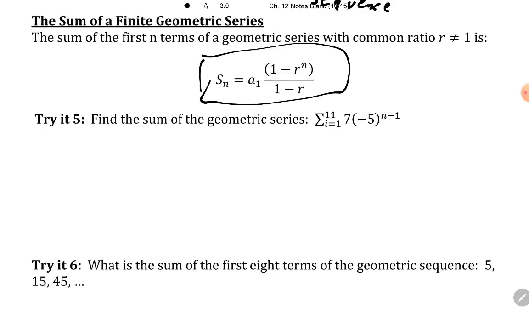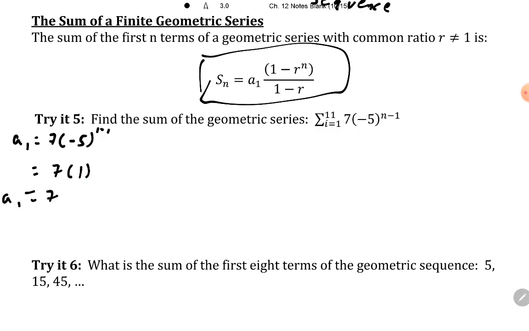Alright, find the sum of this series. Okay, you need to find the first term. So a sub 1 is equal to 7 times negative 5 to the 1 minus 1, which is 0. So 7 times negative 5 to the 0th power, which is 1, which is 7. So I have a sub 1.